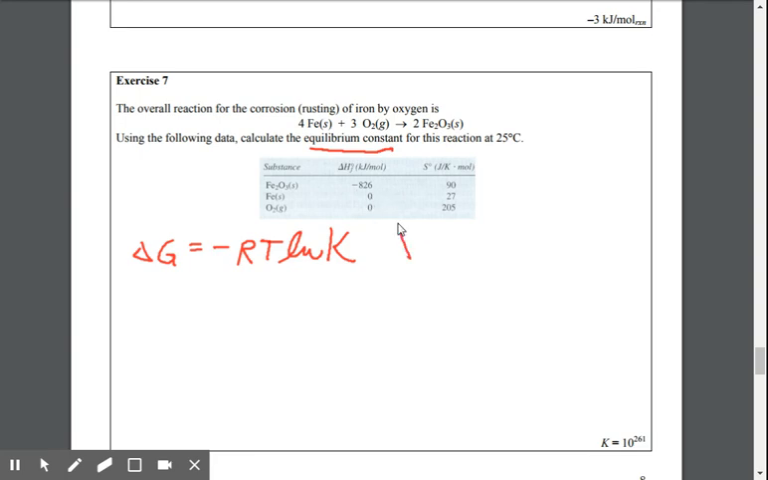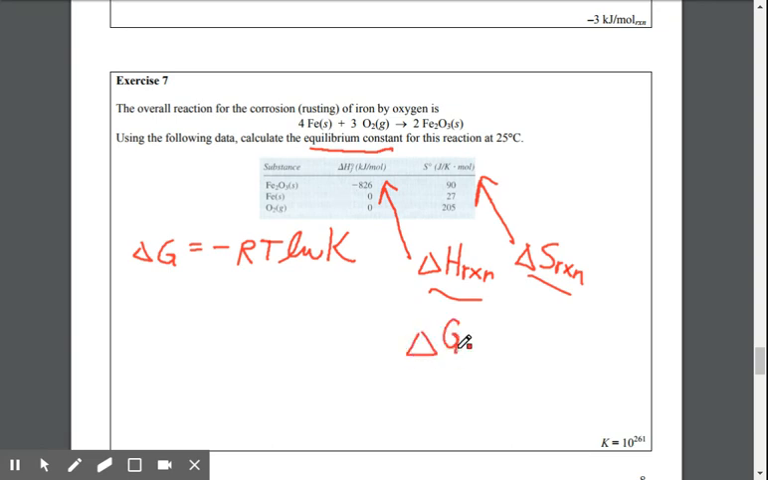Well, step 1, we have delta H values. What we can find from there is the delta H of the reaction using Hess's law. Step 2, I have delta S values. Well, what I can find from there is the delta S of my reaction using Hess's law. Once I know delta H of the reaction, and I also know delta S of the reaction, I can solve for delta G by using that delta H minus T delta S equation.